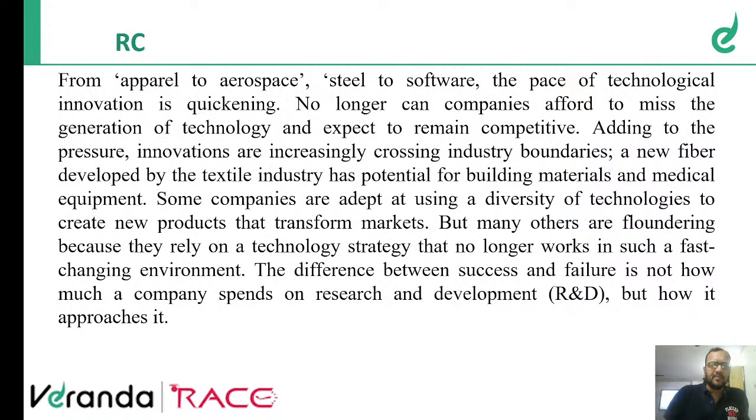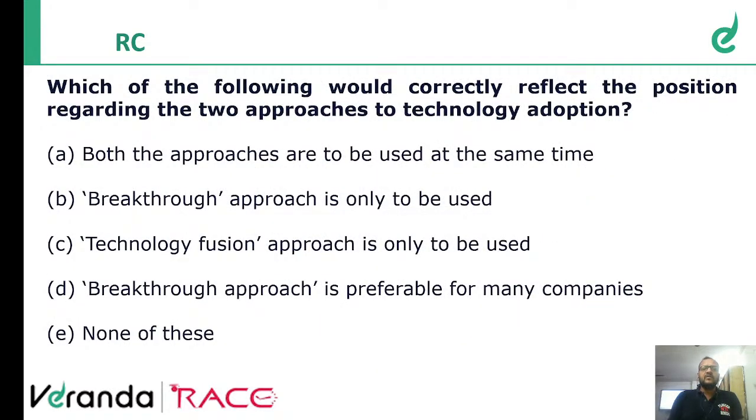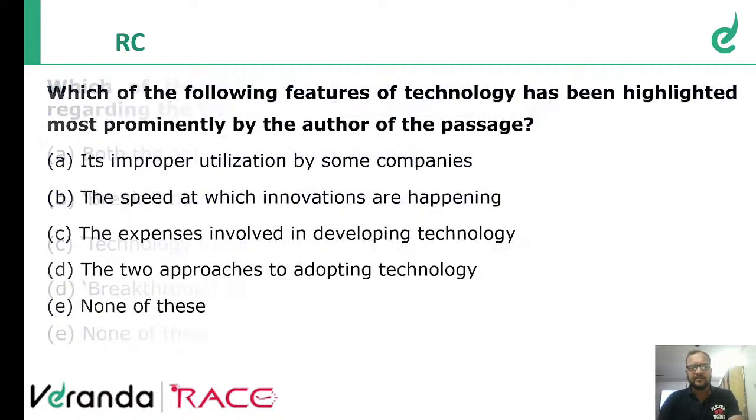Now RC, reading comprehension. We'll just read the questions. There are only 5 questions, I guess. Which of the following would correctly reflect the position regarding the 2 approaches to technology adoption? So 2 approaches to technology adoption. Which should be the correct answer? Correctly reflect the position. Next question. Which of the following features of technology has been highlighted most prominently by the author of the passage? Okay.